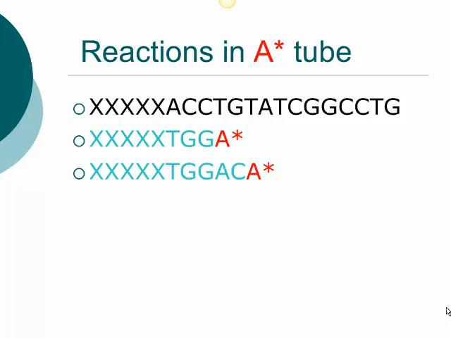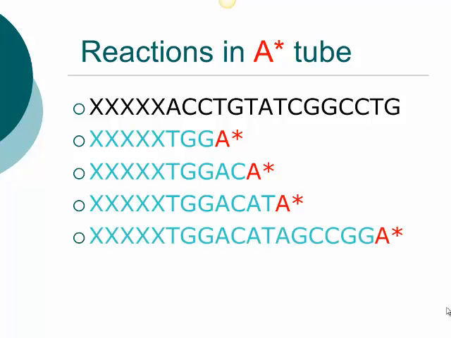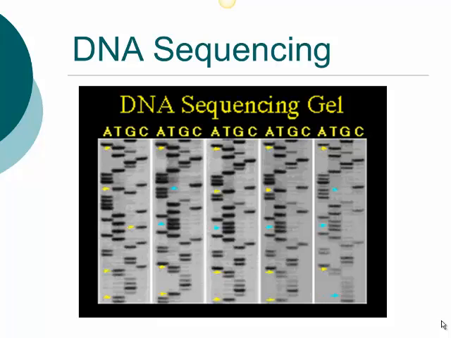At the same time, another piece is being made, and this one goes a little further because I got a normal A in that first position, but at the next time I needed an A, it was radioactive, so I get a slightly longer piece. And then it occurs again, you notice, and I get a little bit longer, and yet another longer piece. So this is all my possible places where a radioactive A could attach. Meanwhile, I have reactions going on in the other tubes, and they are putting in radioactive C's, radioactive T's, and radioactive G's as appropriate for this sequence. I then take all of these and I run them on a gel. And this is what a sequencing gel looks like.